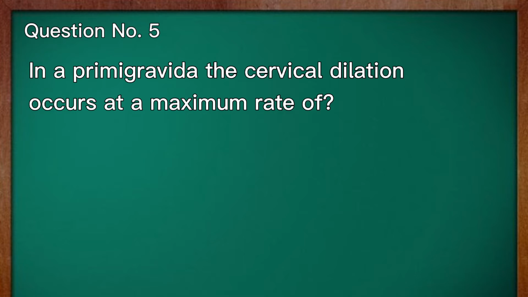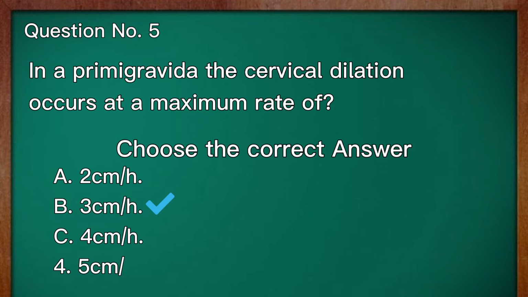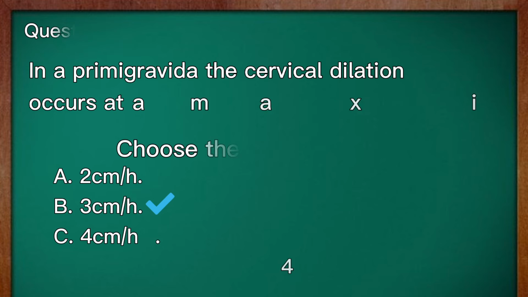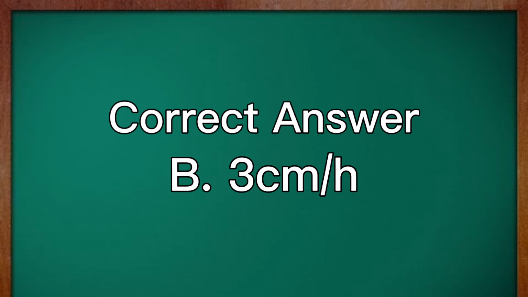Question number 5. In a primigravida, the cervical dilation occurs at a maximum rate of. Choose the correct answer. A. 2 centimeters per hour. B. 3 centimeters per hour. C. 4 centimeters per hour. D. 5 centimeters per hour. Correct answer: B. 3 centimeters per hour.